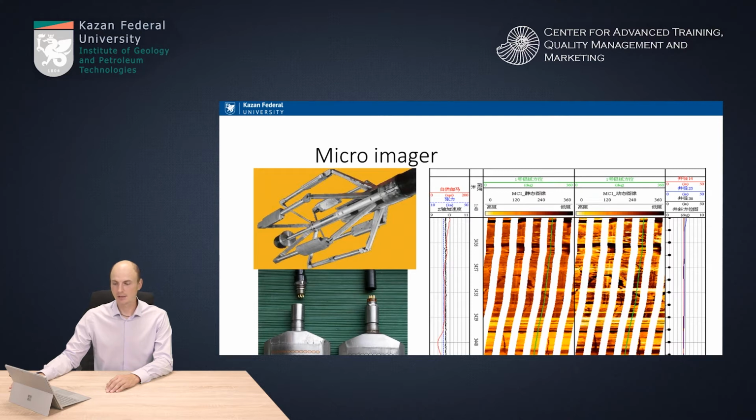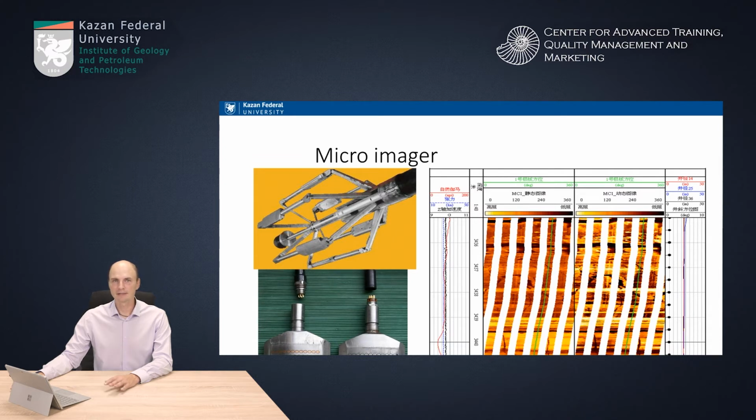On each leg, we have 16 pairs of electrodes. So we can see one pair, the second one, the third one, the fourth one, and so on. Each pair of electrodes records its own resistivity log, a micro-resistivity log. So finally, we're going to have 16 micro-resistivity logs recorded by each of these legs. In total, from the tool, we're getting 96 resistivity logs.